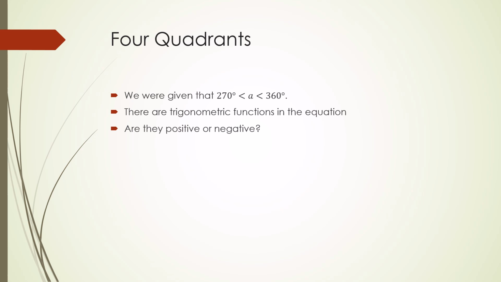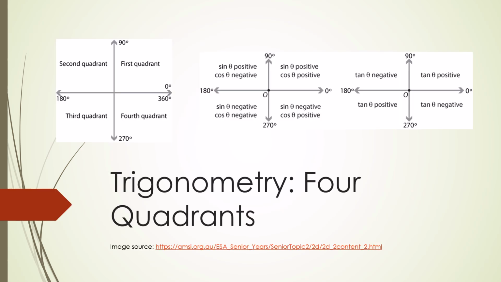And when we want to find out whether they are positive or negative, we can use something useful called the 4 quadrants. But what are the 4 quadrants? All angles will fall in one of these 4 quadrants as seen in the first picture. If your angle is between 0 degrees and 90 degrees, it falls in the first quadrant, and if it is between 90 and 180, it falls in the second quadrant, and so on. In this case, our angle is in the fourth quadrant, as it is between 270 and 360 degrees.